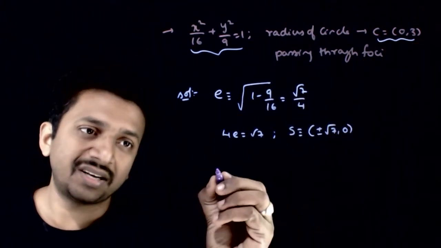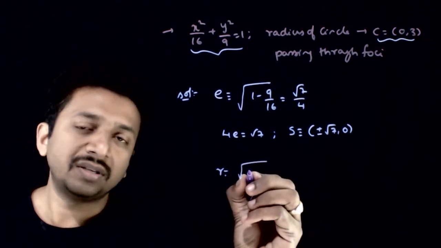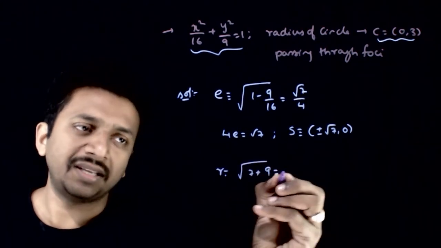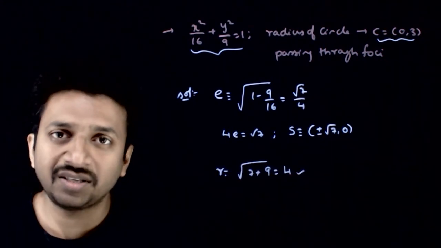What is the radius? Radius is nothing but the distance between the foci and the center. Root of 7 plus 9 is equal to root 16, which is equal to 4 units. The radius is equal to 4 units.